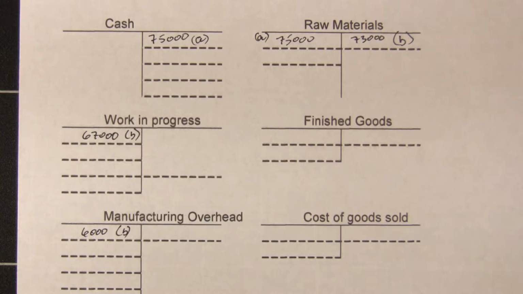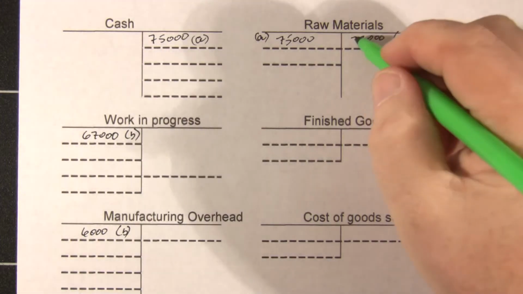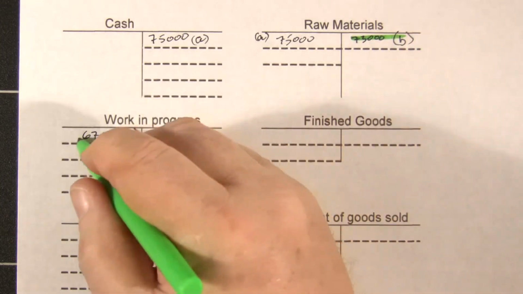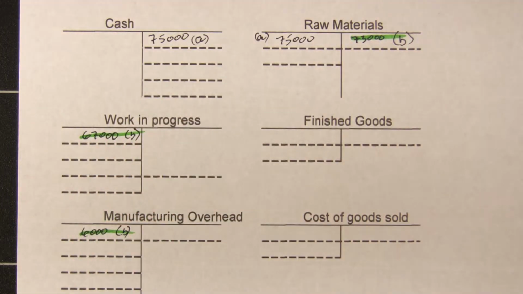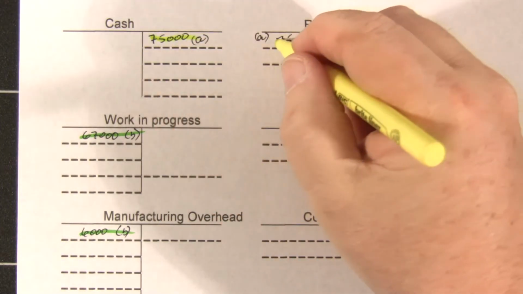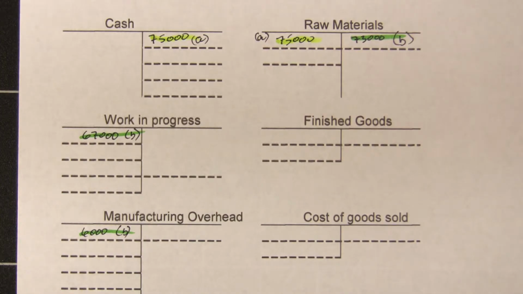Okay? And let me just highlight that so you can see where I'm spending my money. Okay? We'll highlight these, see if we can make this pretty and colorful and understandable.